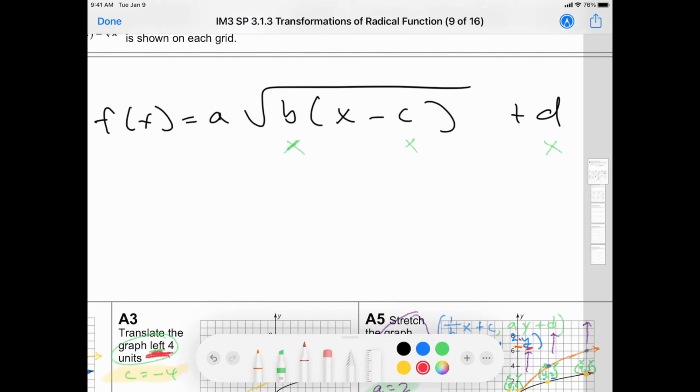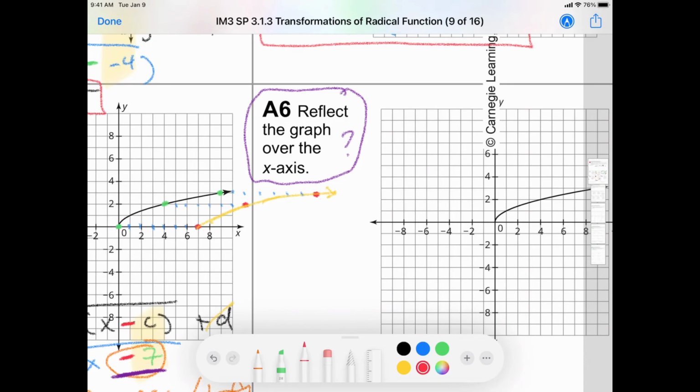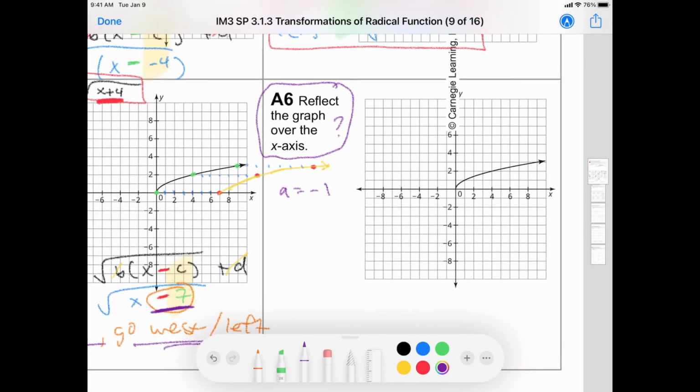But this one here is ours. Guess I should have done it in green, but kind of like green for go. This one is ours because it tells you to reflect over the x-axis. So that means the A value, go back to purple, A value must be -1. Okay, so that is the big idea. So let's go ahead and just write the function now. Here's my parent: A times square root of B times x minus C, plus D. And we don't need the B, C, or D. And the A is just going to go right there.